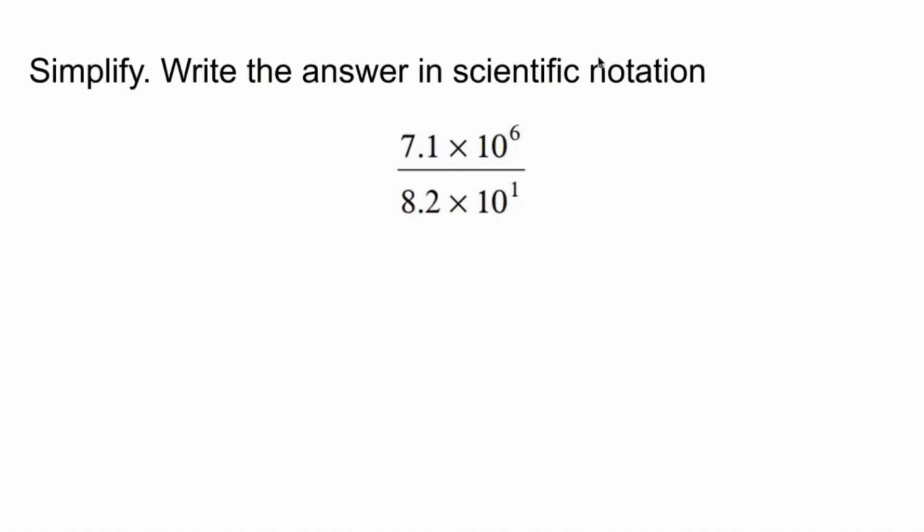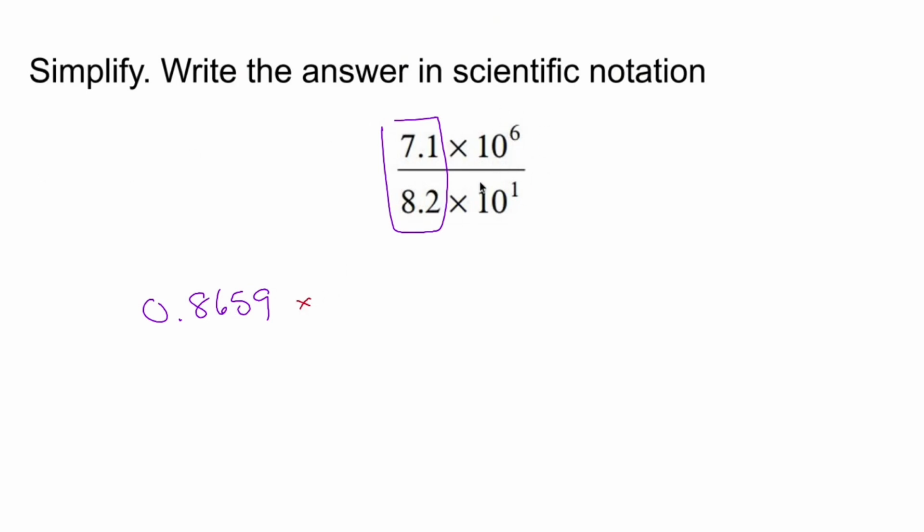Simplify. Write the answer in scientific notation. 7.1 times 10 to the 6 over 8.2 times 10 to the first. All right, what we're going to do is we're going to probably use a calculator and simplify this guy first and see what we get. So let's type that into our calculator off to the side. All right, according to my phone, you get 0.8659.